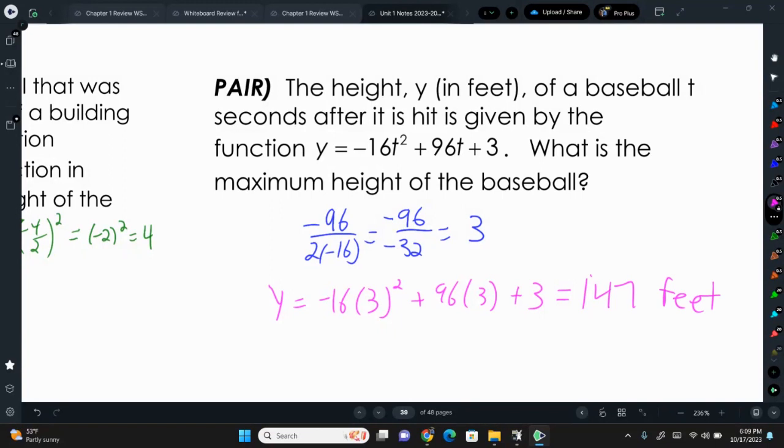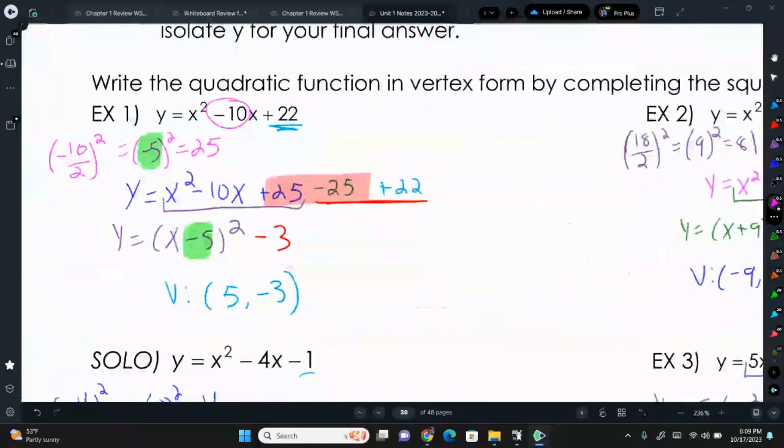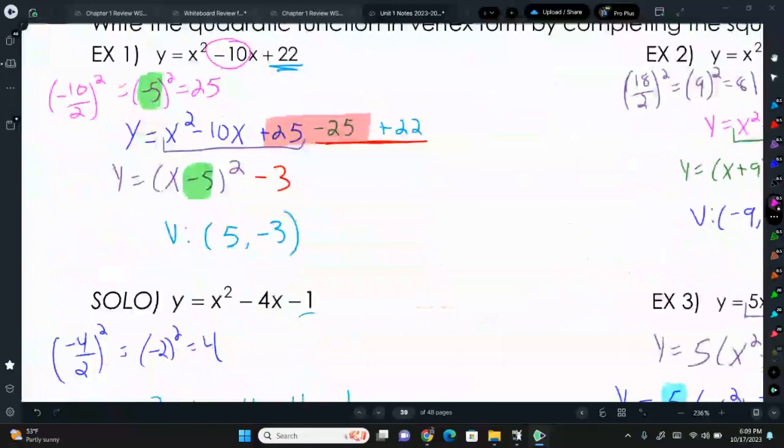And in my personal opinion, and this is again just my preference, if I'm asked to find the vertex or the minimum or maximum, and our a value is not 1, I think it's probably quicker to do the negative b over 2a that we just did for this problem and then substitute that back in. But if our a value is 1, then completing the square is not a bad method to get the vertex form and then calculate the vertex from that.